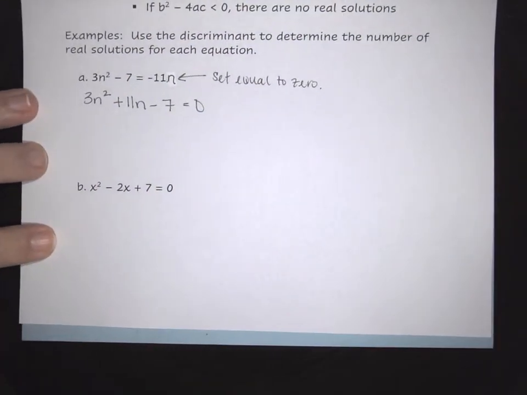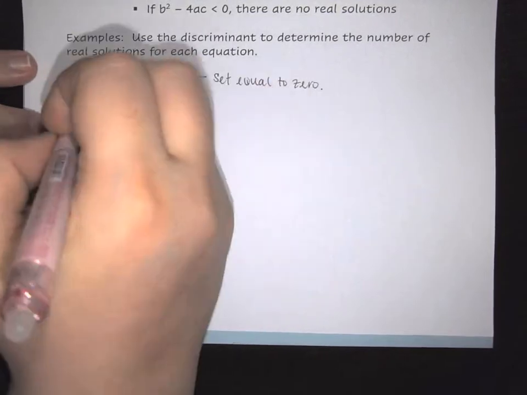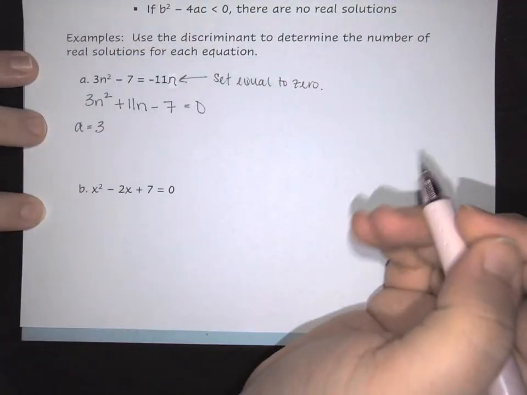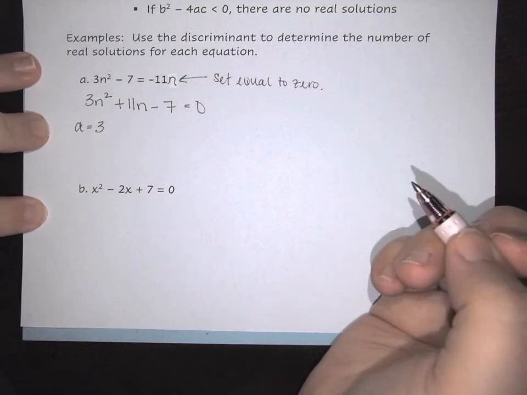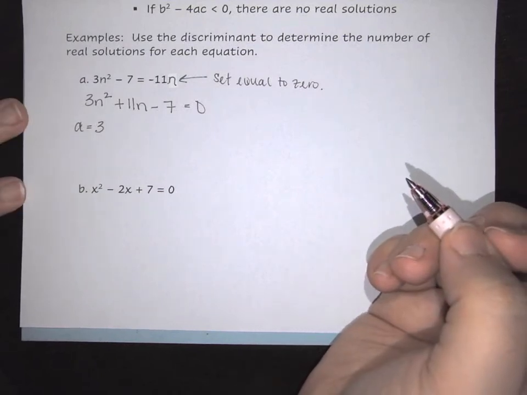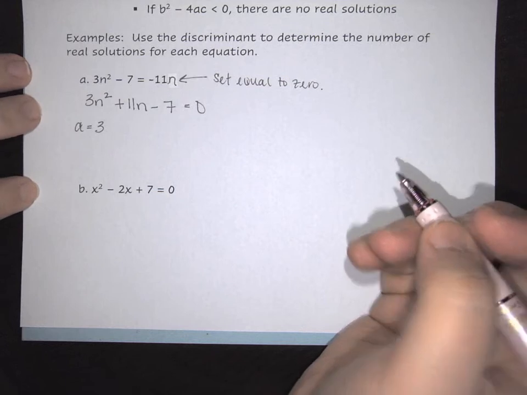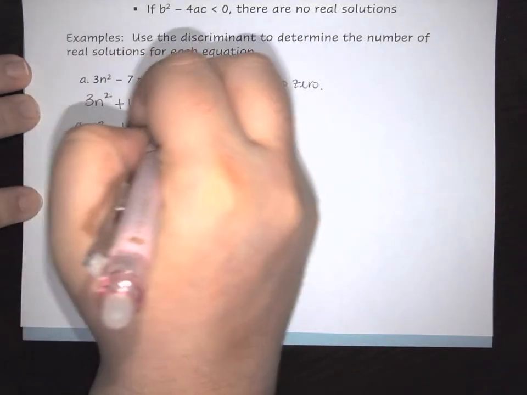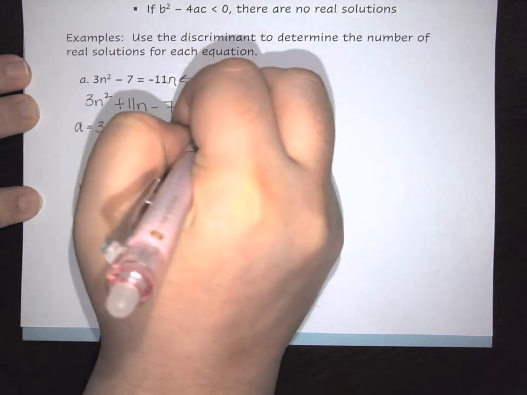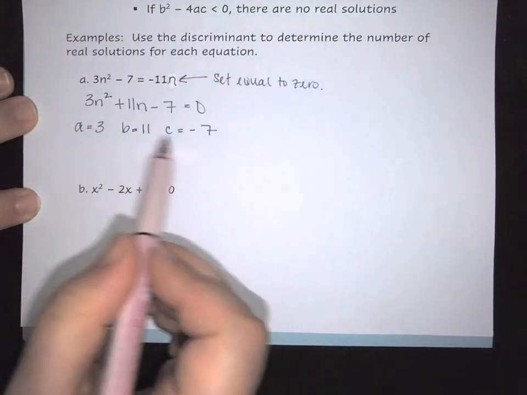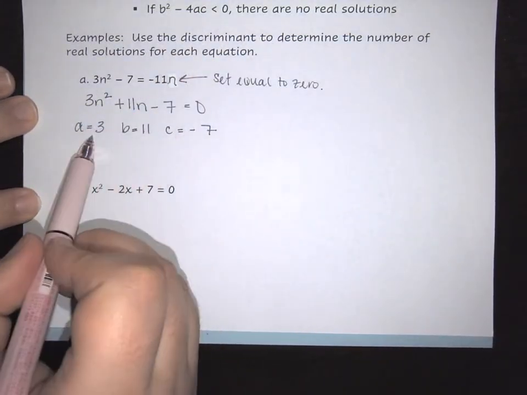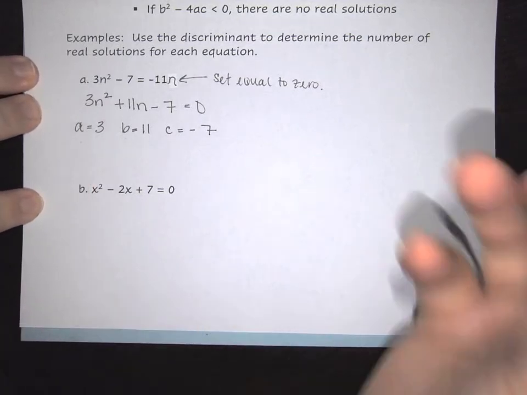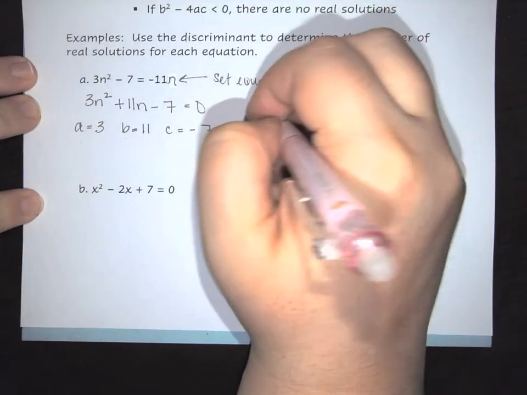Now, whenever I'm working these, one of the things I always like to do is identify A, B, and C. It is a little remedial, but it does help, especially in the beginning, to make sure that you plug in the right variables into the right places. So A is 3, B is 11, and C is a negative 7. The other thing that happens when you identify your variables is it helps make sure that you keep your signs the right way. So here we're going to plug into the discriminant.